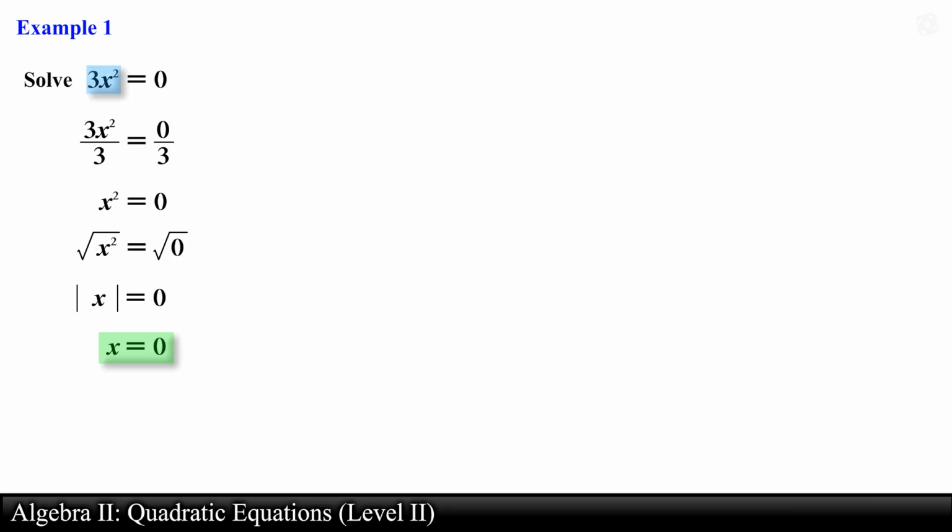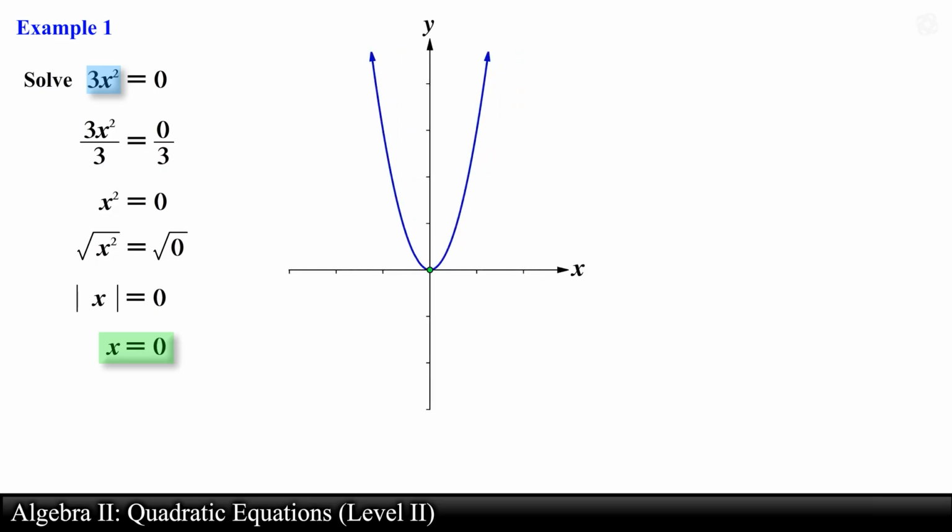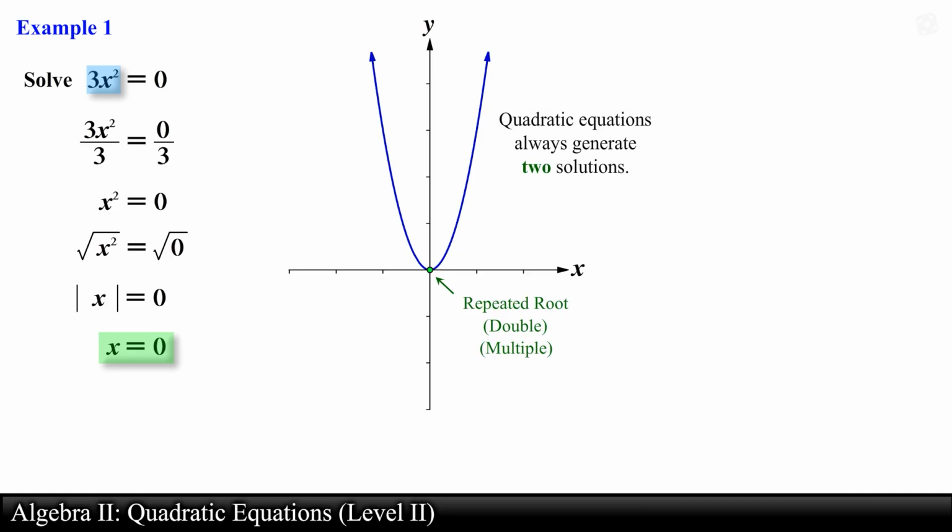If we were to graph the left-hand side of the equation, we would obtain the following graph. Notice that the parabola touches the x-axis once. This means that we are dealing with a repeated root, also known as a double or multiple root. Remember, quadratic equations always generate two solutions. In this case, we have a repeated root at x equals 0. This is why the graph touches the x-axis only once.